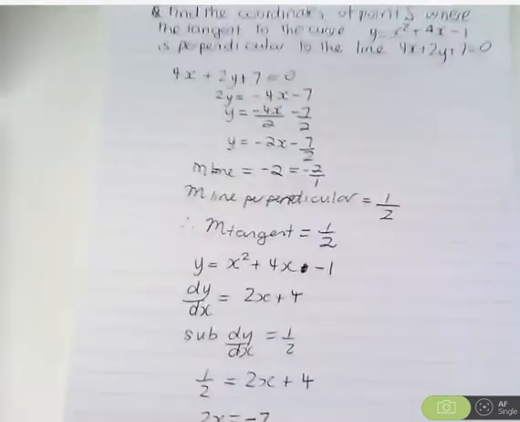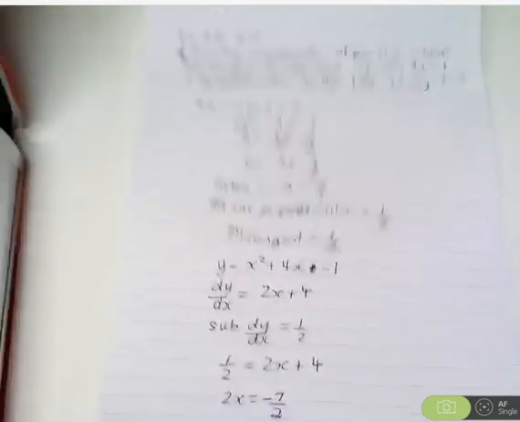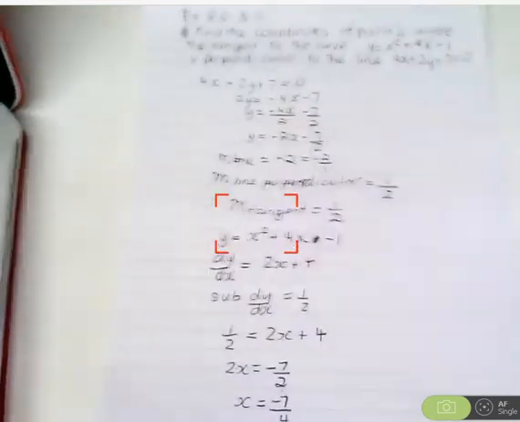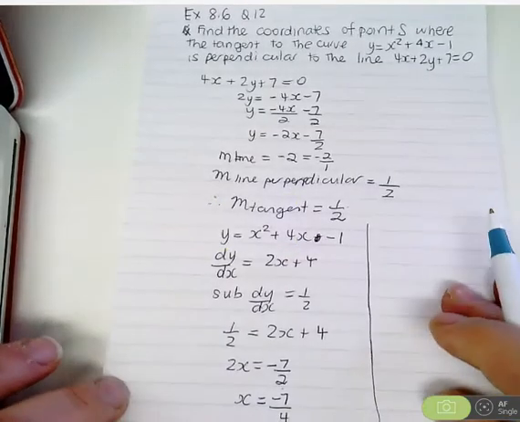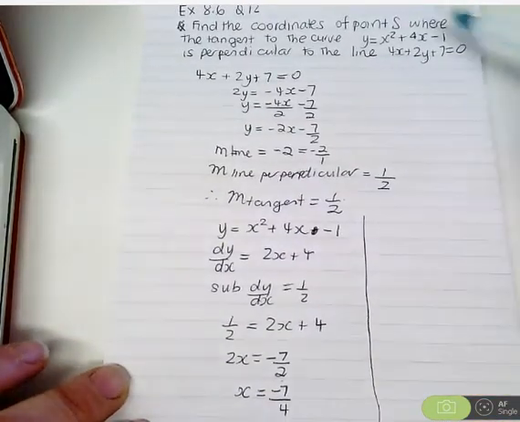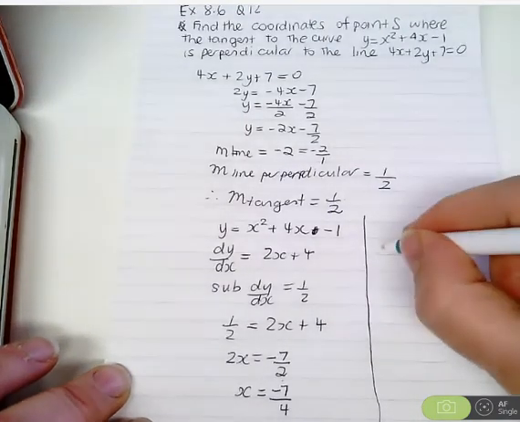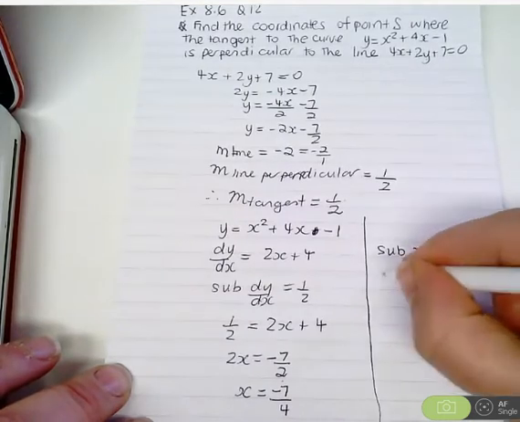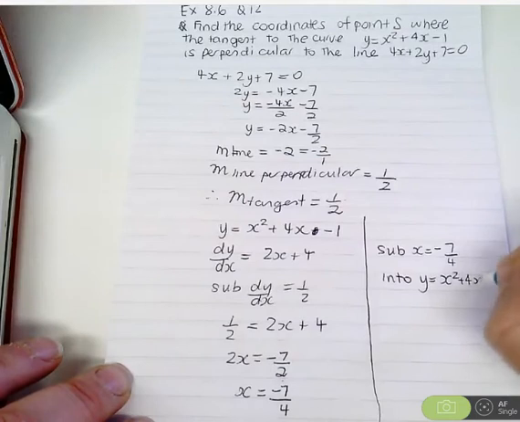So to find the coordinates of S, I need to substitute this x value that I've got into my original curve. We know that x is negative 7 on 4. We're trying to find the coordinates of point S, and S lies on the curve. So we're going to substitute x equals negative 7 on 4 into our original equation, which is y equals x squared plus 4x minus 1.